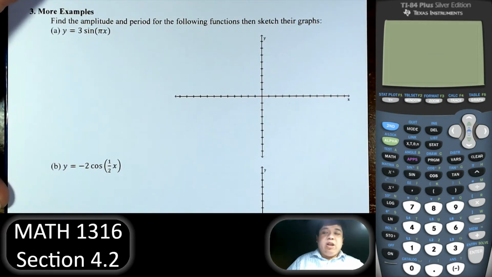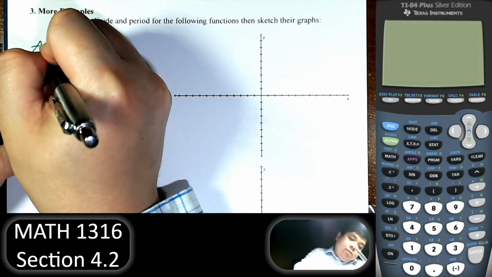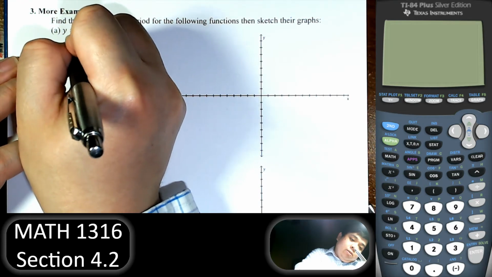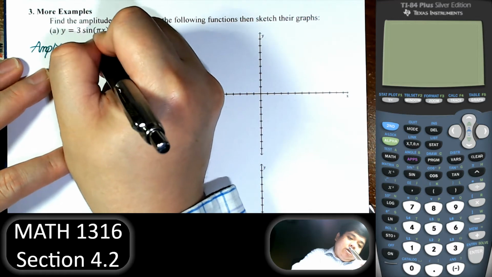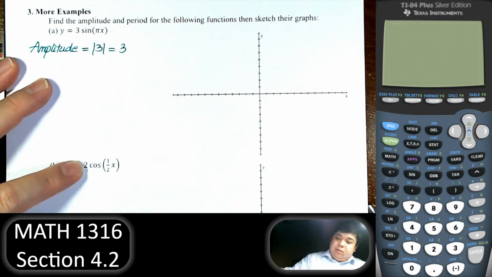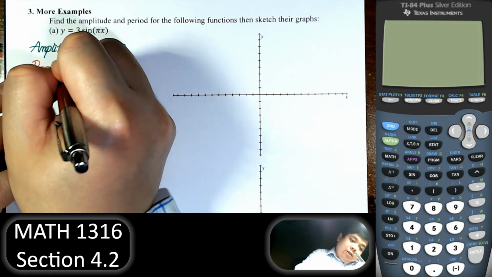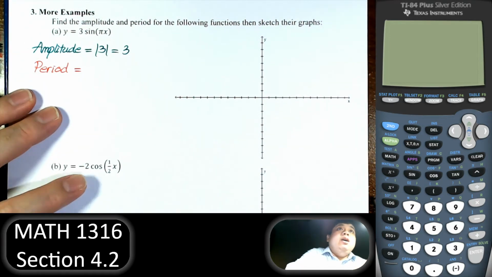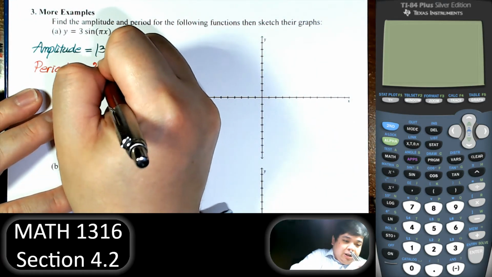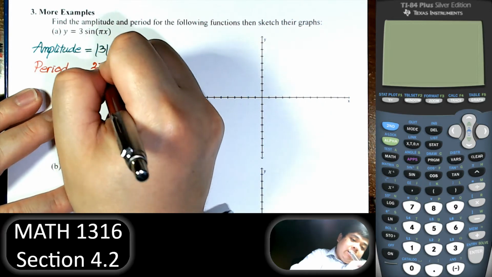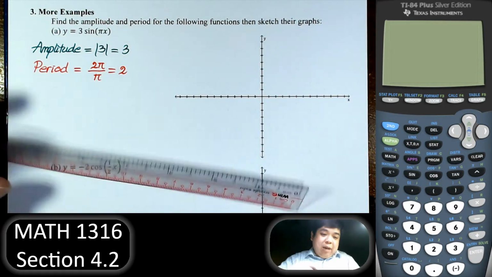Now this is more interesting when we have both. So first, amplitude is the absolute value of that number, and then period. The period normally is going to be 2 pi, but divided by the coefficient of x. So this is going to be 2. So the amplitude is 3.